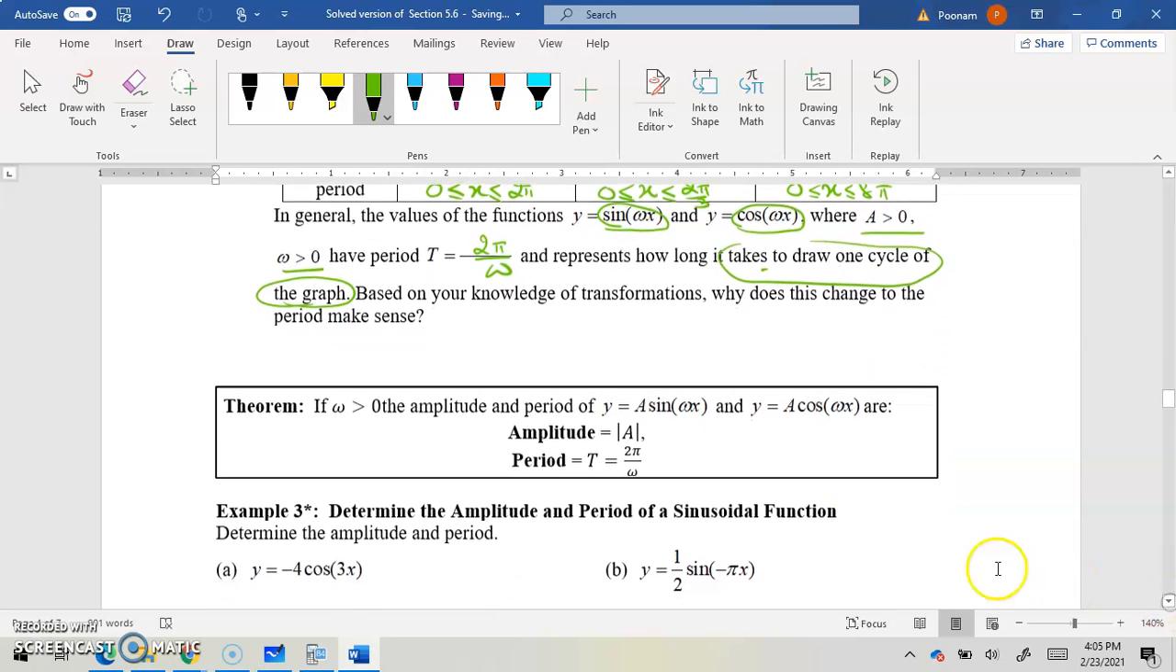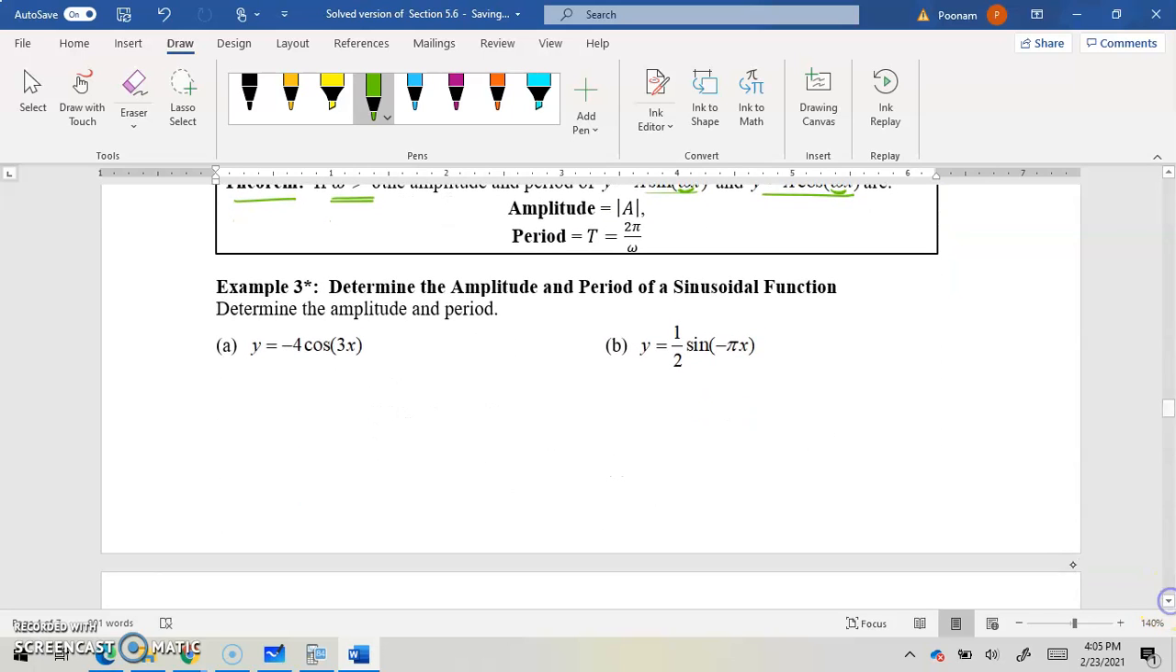Let's see. So we can define this as a theorem. If omega is positive, the amplitude and the period of the curve a sin omega x or a cos omega x are as follows: the amplitude is given by the absolute value of a, and the time period, that means one full cycle, is given by 2 pi by omega. What is omega? Omega is the coefficient of x in these functions. So let's use that theorem to find the amplitude and period of the following sinusoidal curves.